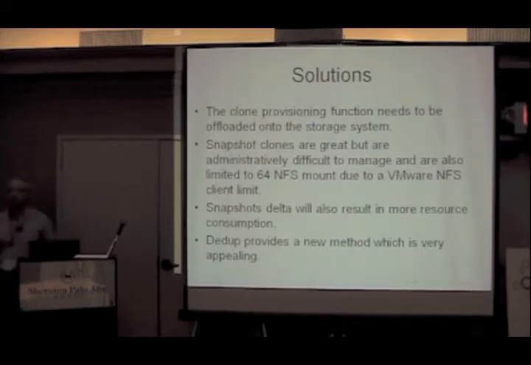So there are some solutions to that resource consumption. We can offload the provisioning and take care of it within the OpenStorage head. You could also use clones, snapshot clones. There's inherently a problem with the NFS client. Well, it's not really a problem. It's a designed limit to prevent excessive resource consumption. So the NFS client within VMware hypervisor will allow 64 mounts in ESX 4.1. 64 mounts means you're limited to 64 VMs.